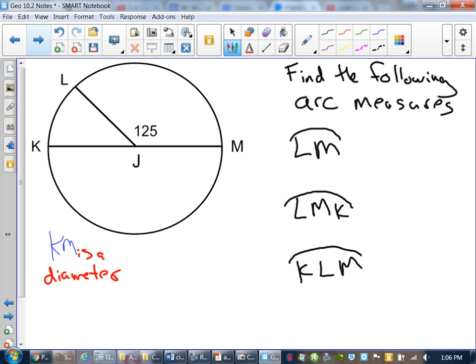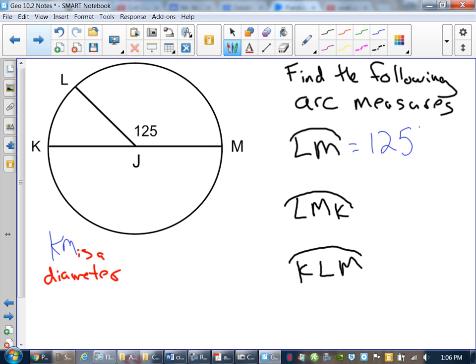Now, when I start with arc LM, that's just two letters, which means it's going to be the shortest distance between those two letters. Well, what's the central angle that creates arc LM? 125. So what's the arc? 125.